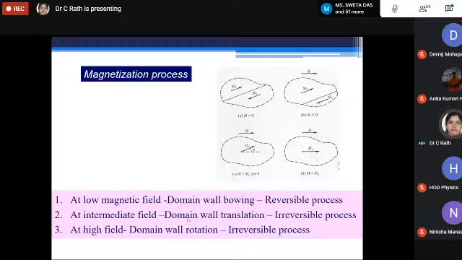So at low field, domain wall bowing occurs. That means it is a reversible process. If you apply a magnetic field at a low field and measure the magnetization, and if you reverse, then you will get exactly the same path. It is a reversible process. But at intermediate fields, when the domain is complete, there are no two domains, it becomes a single domain, and then this domain wall translation occurs. It is not reversible, it is an irreversible process. And at high field, domain rotation occurs, and that is also an irreversible process.